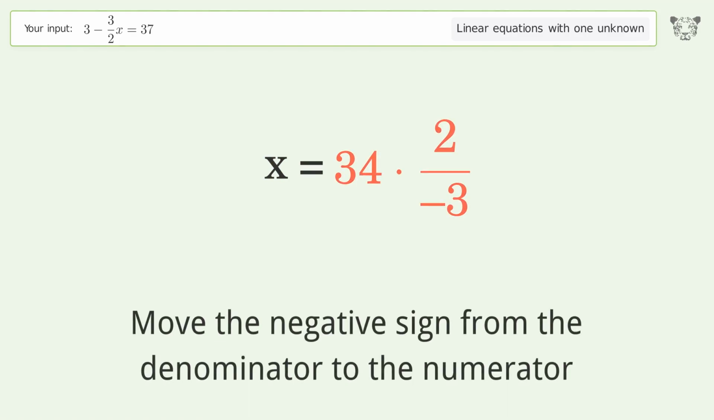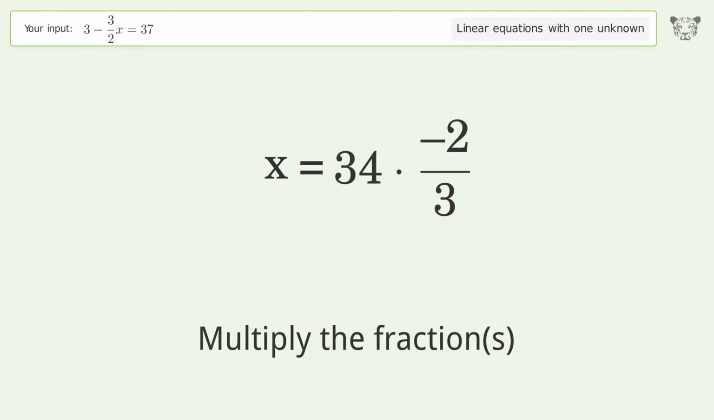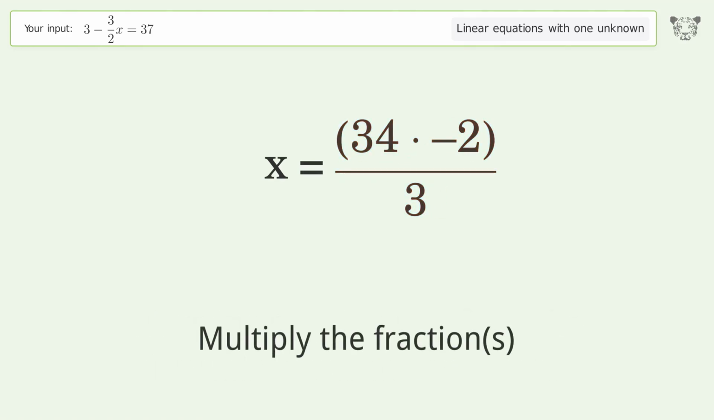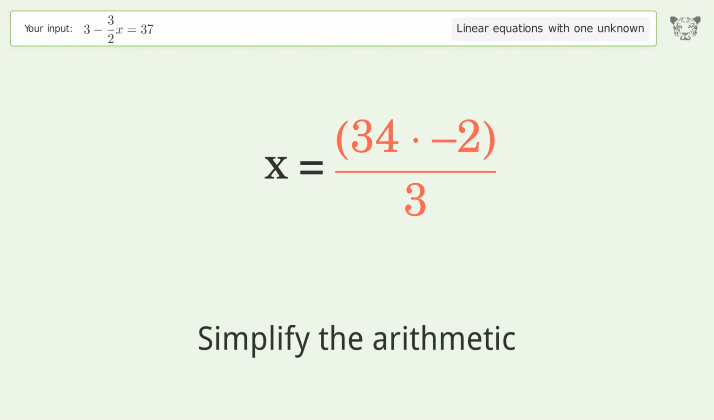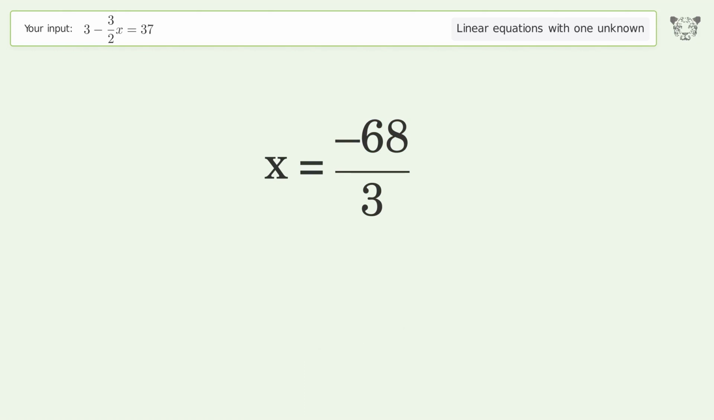Move the negative sign from the denominator to the numerator. Multiply the fractions. Simplify the arithmetic. And so the final result is x equals -68/3.